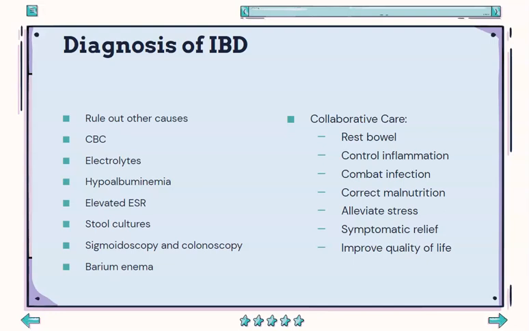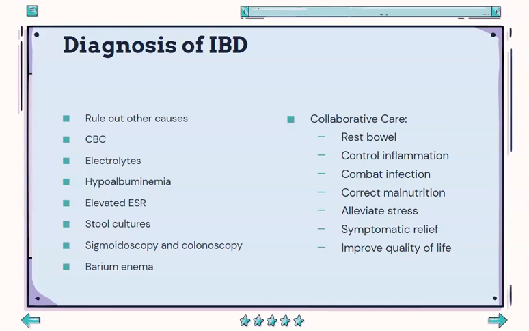We're going to need to drop an NG tube to manage that. Controlling inflammation, if there's an infectious process as well, we're going to look at that. Correcting malnutrition. If we cannot feed these patients, they might be a candidate for short-term TPN use.